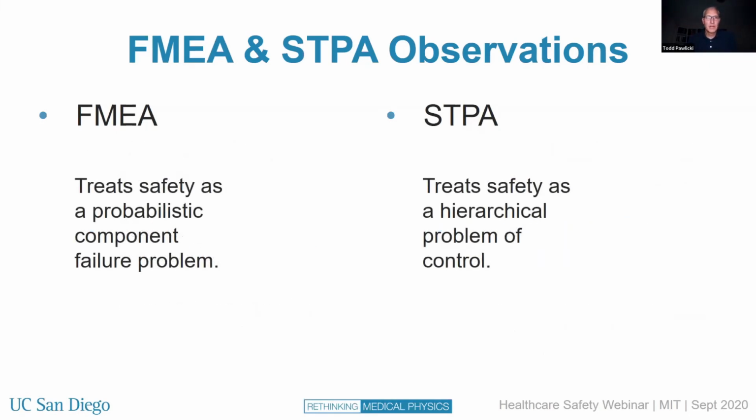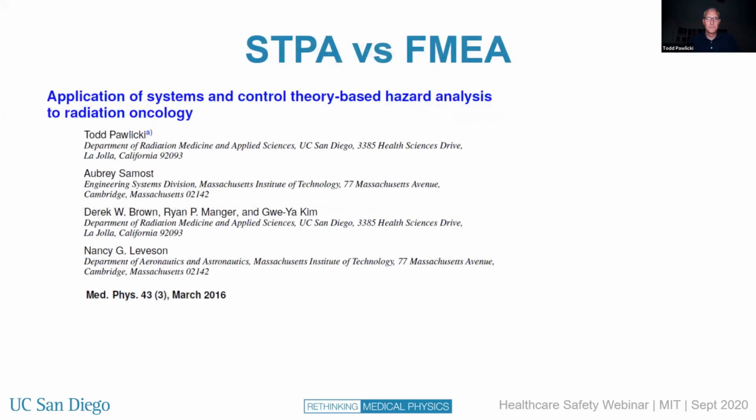Lastly here, FMEA treats safety as a probabilistic component failure problem. And STPA treats safety as a hierarchical problem of control. So this is kind of the essence of the difference in thinking between using FMEA and STPA to analyze a process or a piece of equipment.